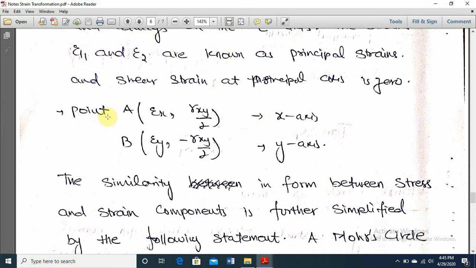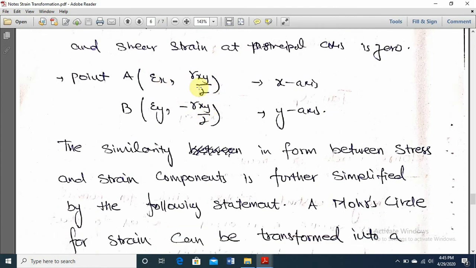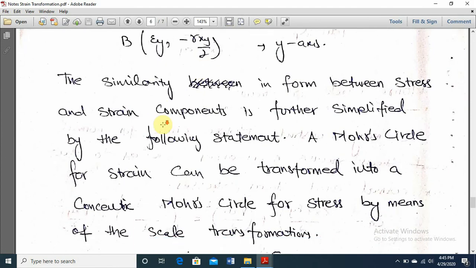Similarly, you can put the point A, which is epsilon x and gamma xy by 2. Previously, you have used sigma x and tau xy. Here, instead of tau xy, shear strain will be half. Okay. The similarity in form between stress and strain components is further simplified by the following statement.